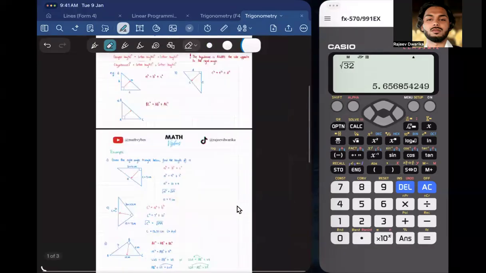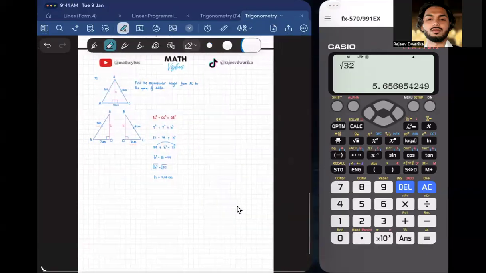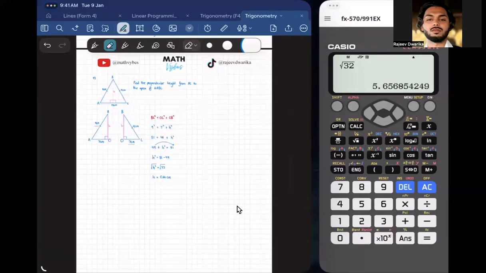Right? So in the next class, we're going to look at trig ratios, and I'll do some past papers. After that, we're going to look at non-90-degree angle triangles. So trigonometry, what do you think about this so far?